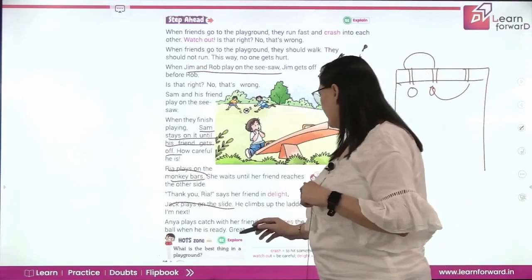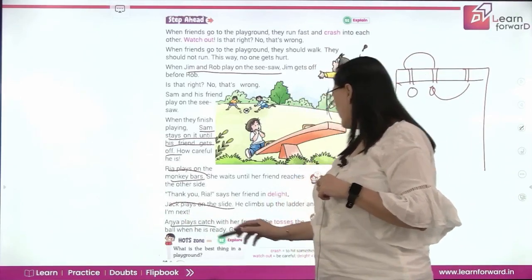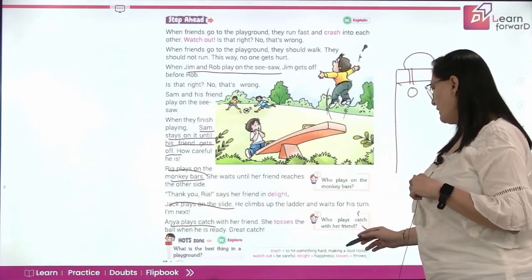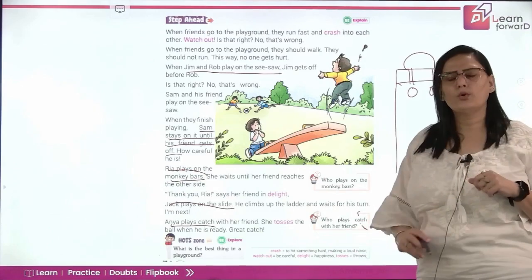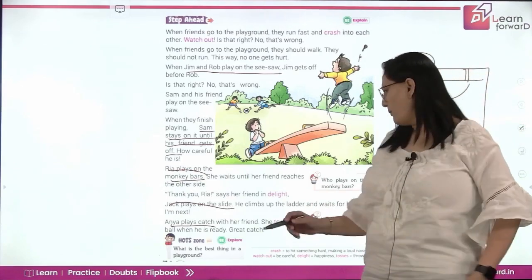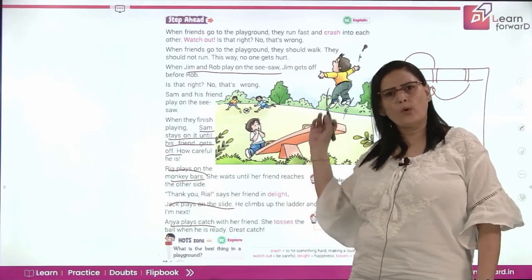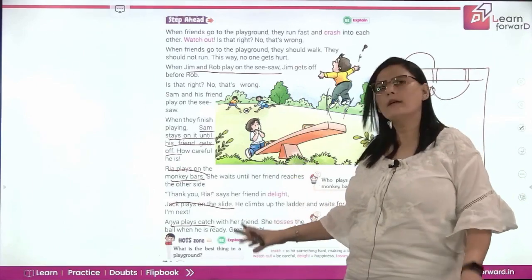Anya plays catch with her friend. She tosses the ball when she is ready. Great catch. So, this Anya, she plays with the ball and she only throws the ball when her friend is ready.